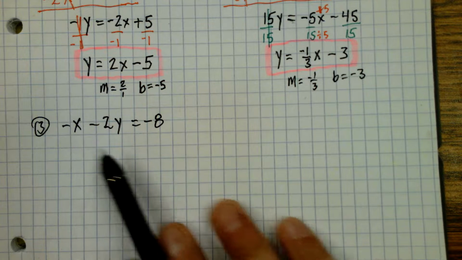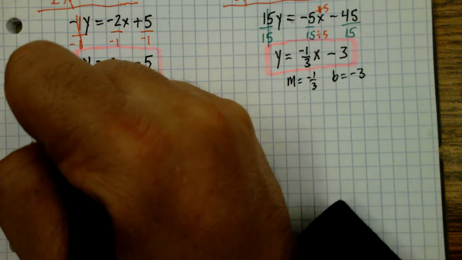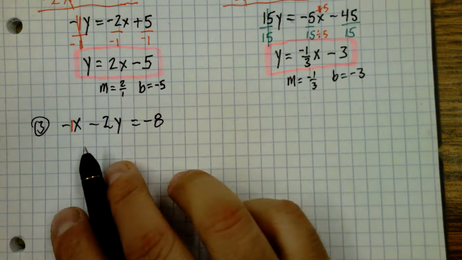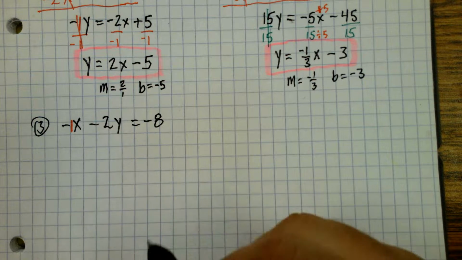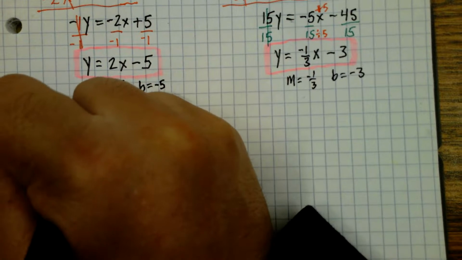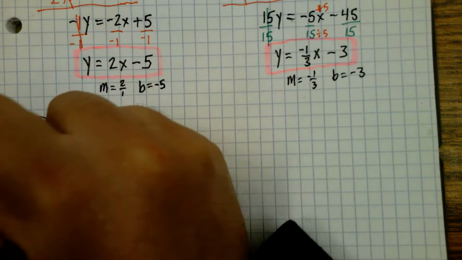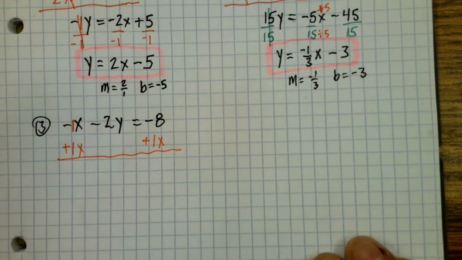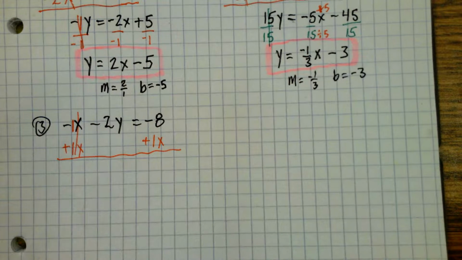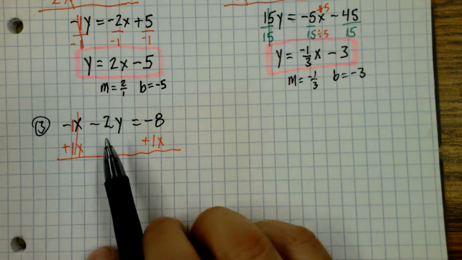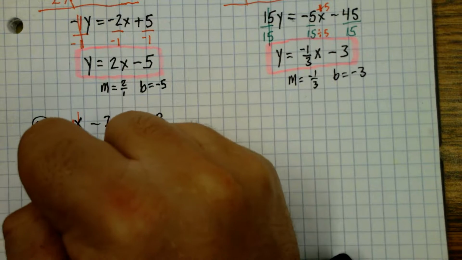What should I do on both sides first? Plus 1x. Remember, don't forget that x. This is negative 1x, so we're going to plus 1x on both sides. Okay, negative 1x, positive 1x, that's 0, it cancels. Let's bring down whatever's on the left side now. I see a minus 2y. Bring it down for your next step.